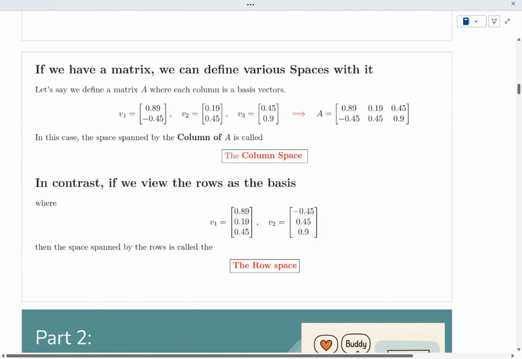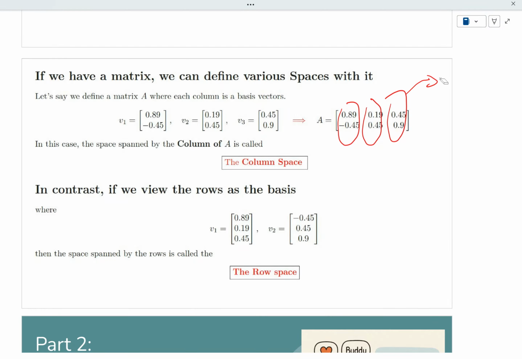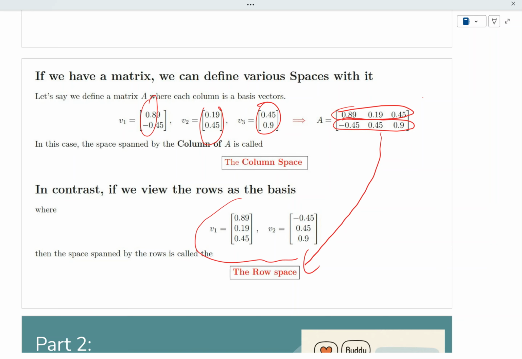Okay. Now, with a matrix, we can define the vectors. Over here, if we look at the columns as the basis vectors, then the space spanned by the columns is called the column space. So if you look at the columns and you span some kind of space, that is the column space. What if you look at the rows? Then that is called the row space. Notice how the column space is in 2D, and the row space is in 3D. So the spaces help you define that.